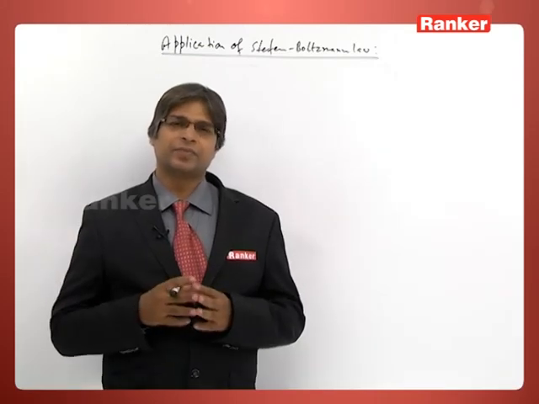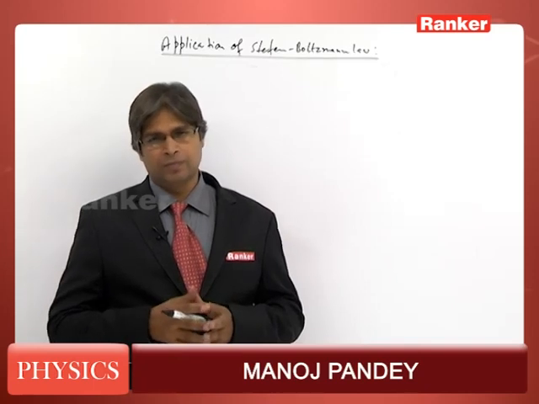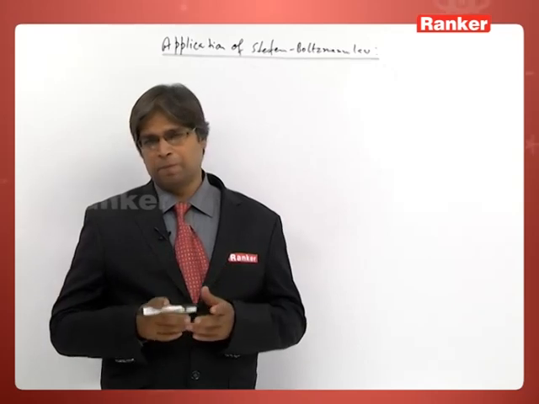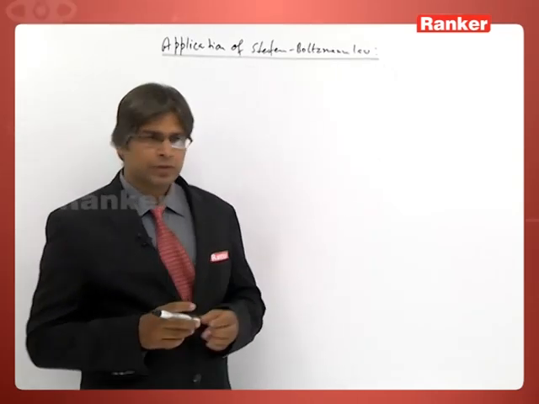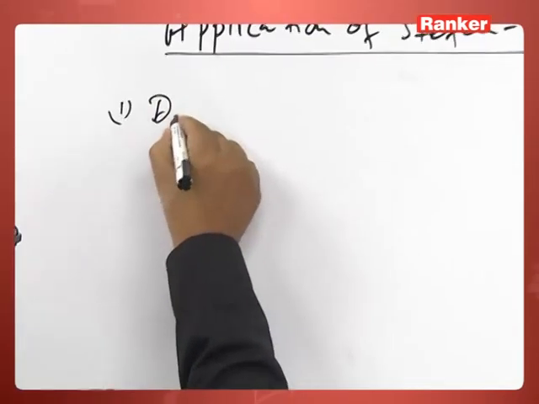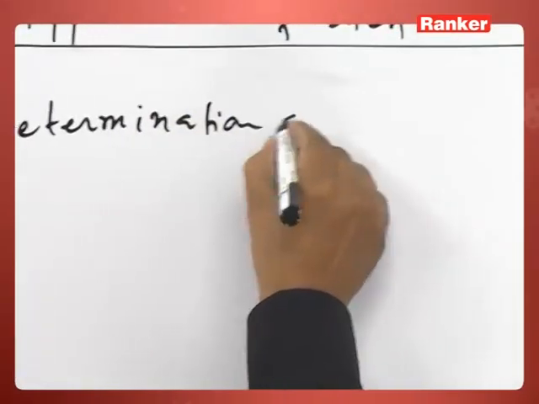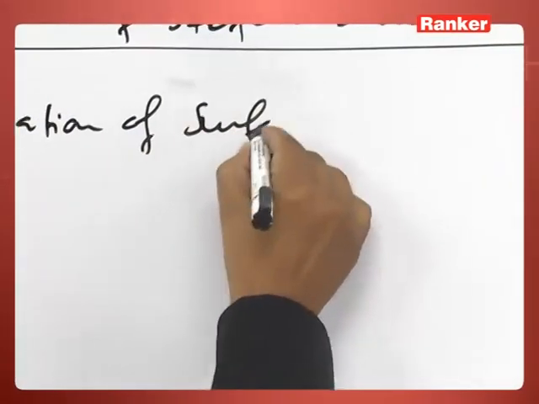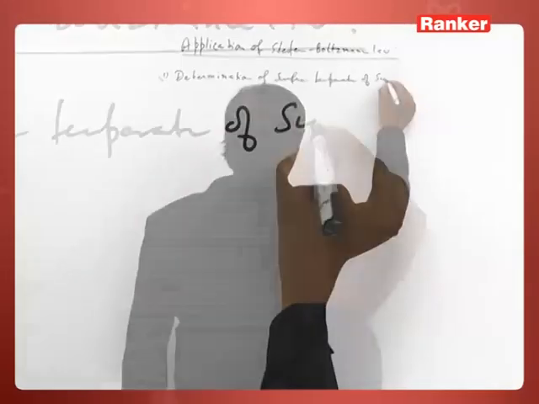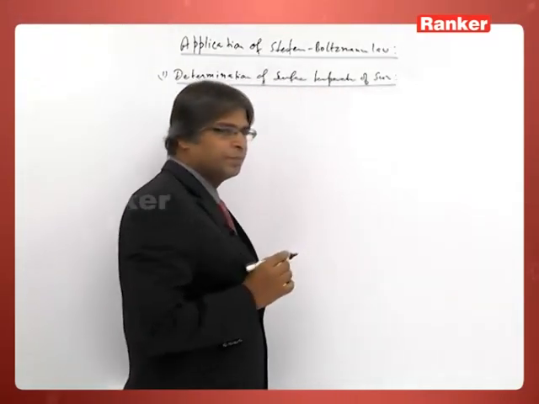Now, let us see some applications where we can use Stefan-Boltzmann's law. Suppose I want to determine the surface temperature of the sun, then what could we do? So, number one, let us see an example: determination of surface temperature of the sun. We want to determine the surface temperature of the sun.